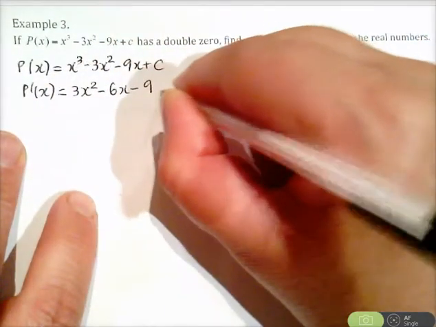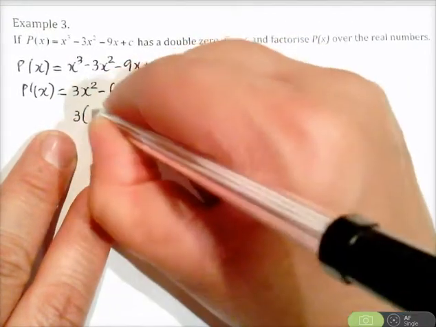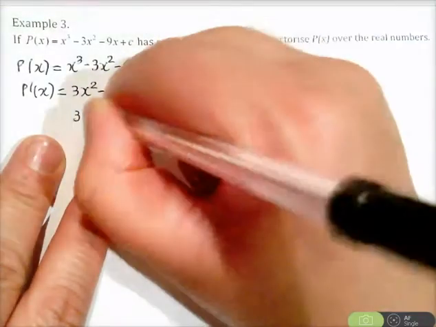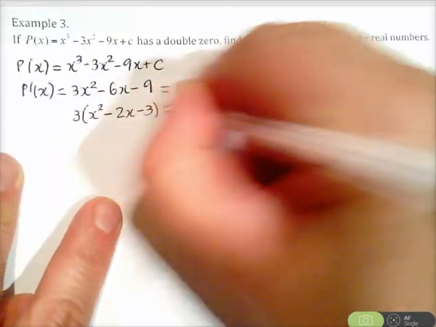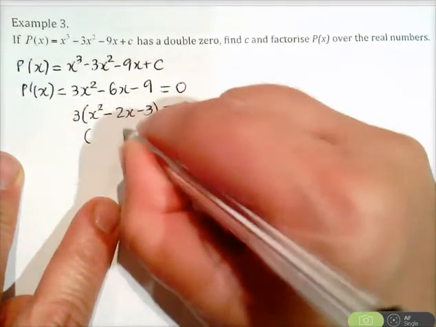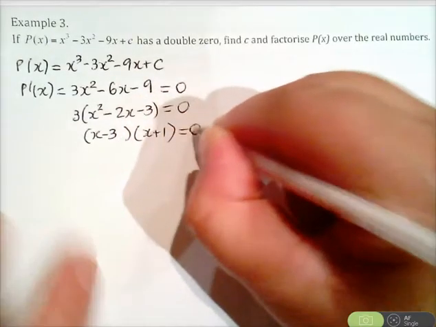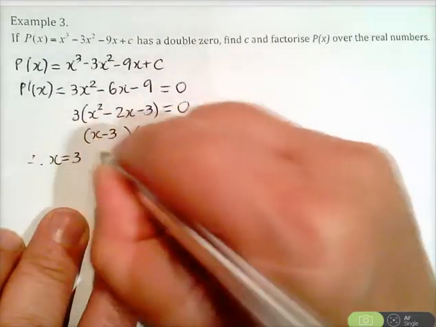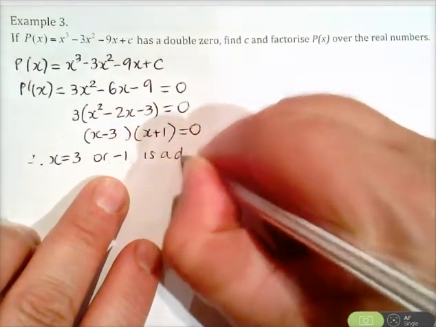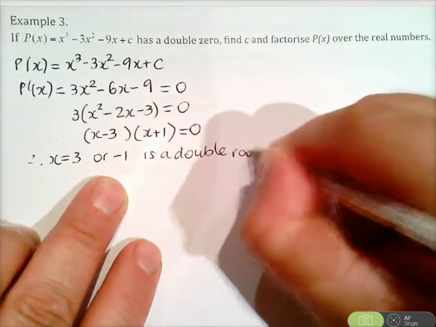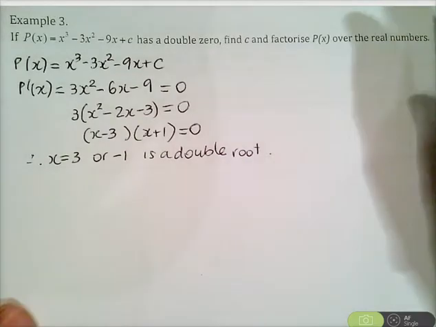Now, if I put that now equal to 0 and solve, I can obviously divide through by 3, or factorize out the 3. So I get 3 bracket x squared minus 2x minus 3 equals 0. Dividing through by 3 and factorizing, you'll get x minus 3 times x plus 1 equals 0. So therefore x equals 3 or x equals negative 1 is a double root. But it won't be both of them, because if they were both double roots, you'd end up with an x to the power of 4. Okay, and that's not possible.